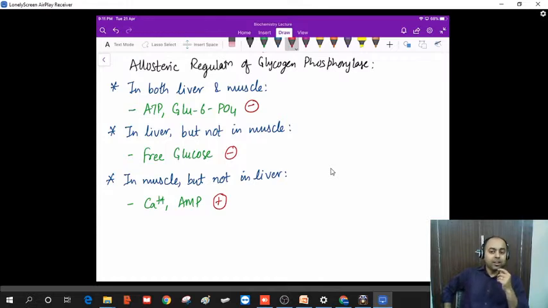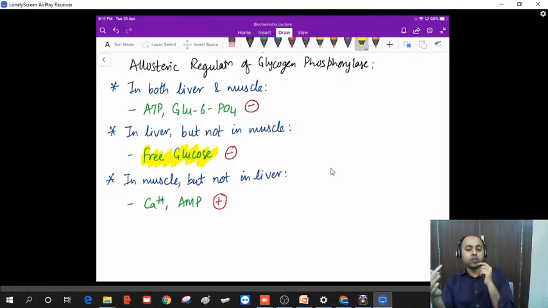If you want to look at the justification of these changes, it is very straightforward. See, what was the function of glycogen in the liver? It was to produce the free glucose. So if already a lot of free glucose is there in the liver, no need to break down the glycogen.